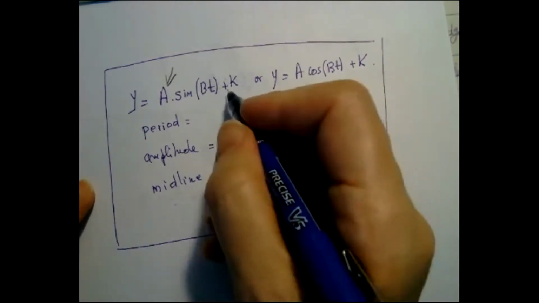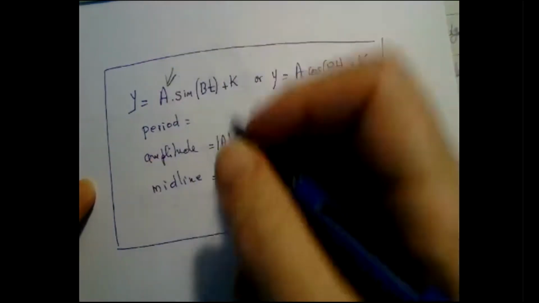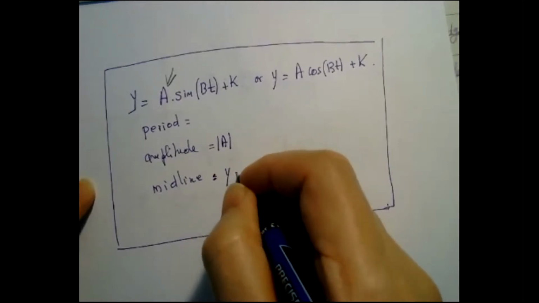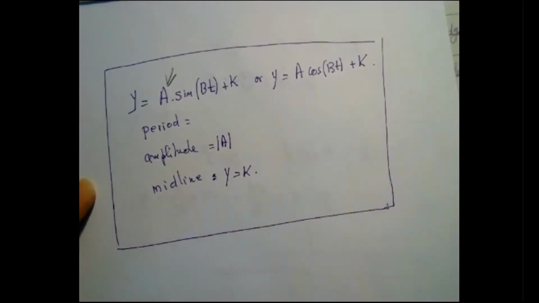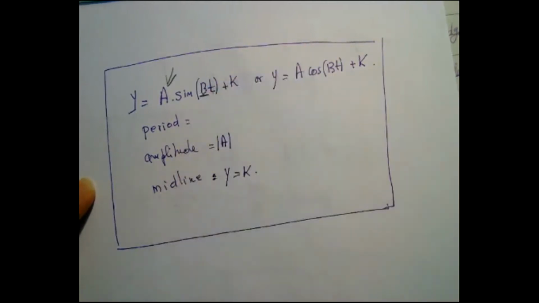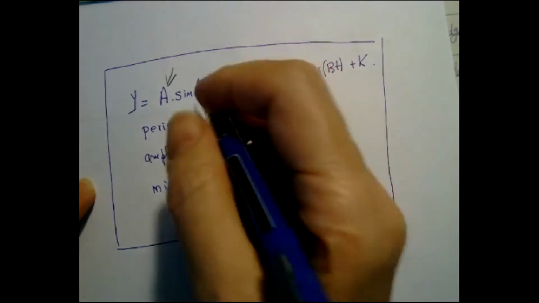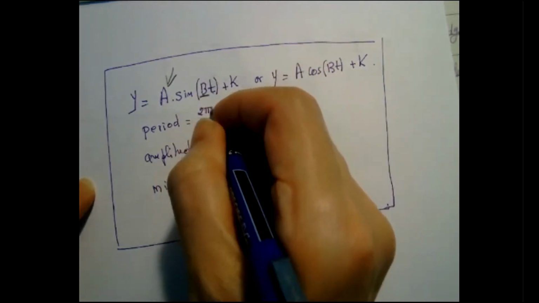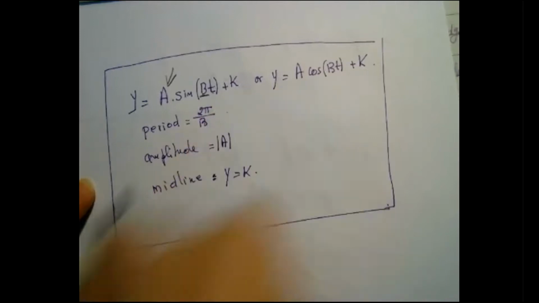The midline is taking the graph and shifting it up, so the midline is y equals k. The period now changed because I multiplied the inside by a constant b. This is going to immediately affect the period, and now the function will repeat itself every 2 pi over b.